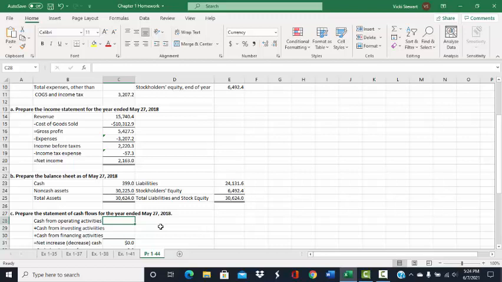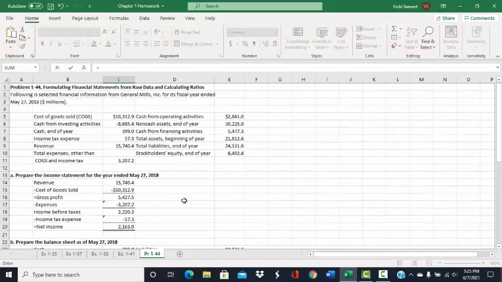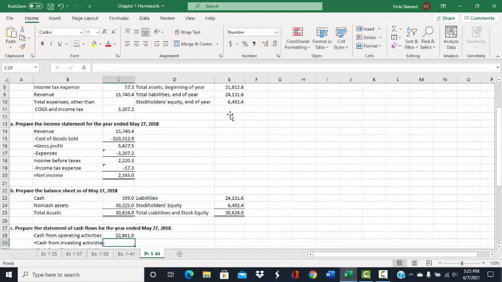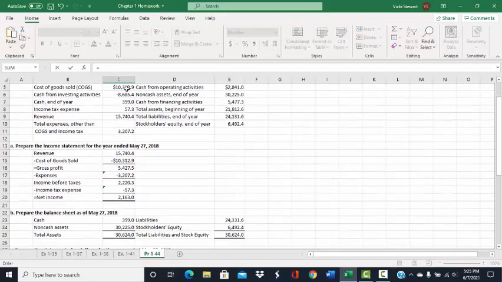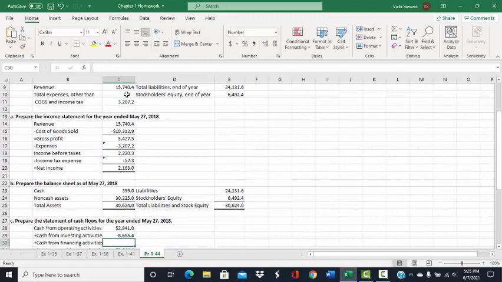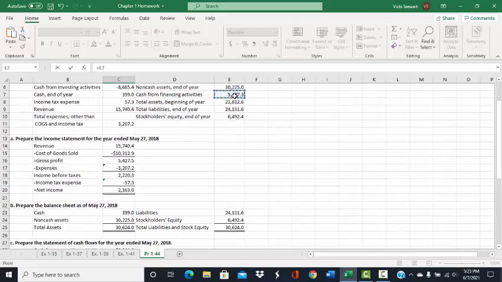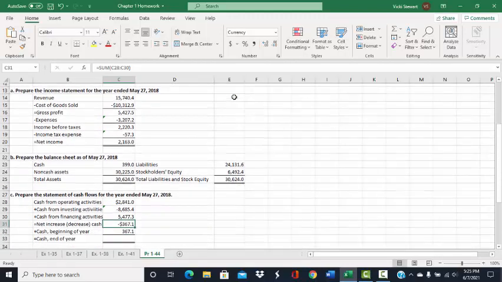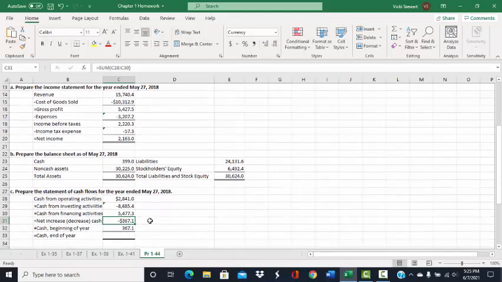So the first thing on the statement of cash flows is the cash from operating activities. So we're going to copy that. Next, we're going to add to that our cash from our investing activities. So investing activities was actually a negative amount. And we're also going to add our cash from our financing activities, which was positive. That gives us our net increase or decrease in cash, which was a decrease for this year.